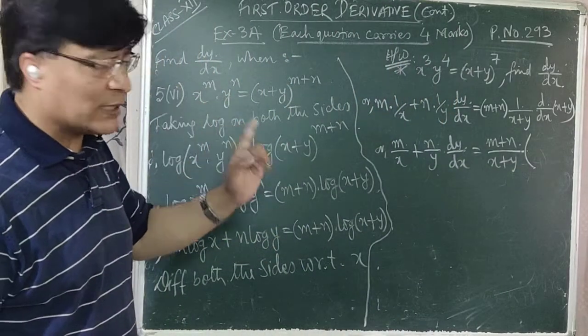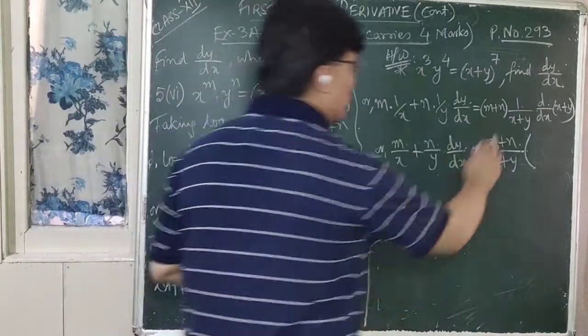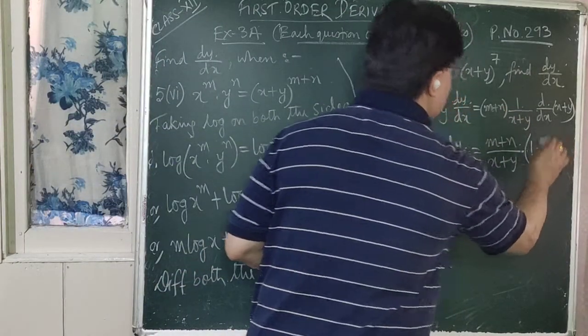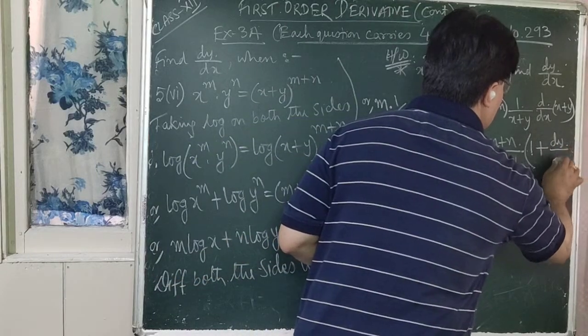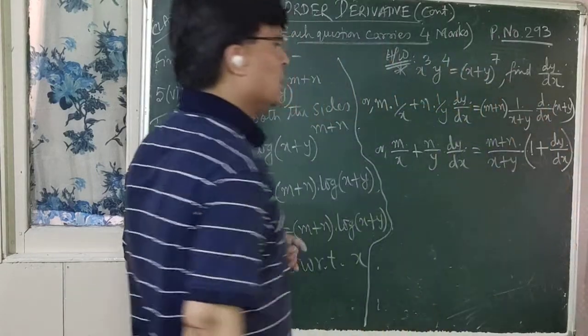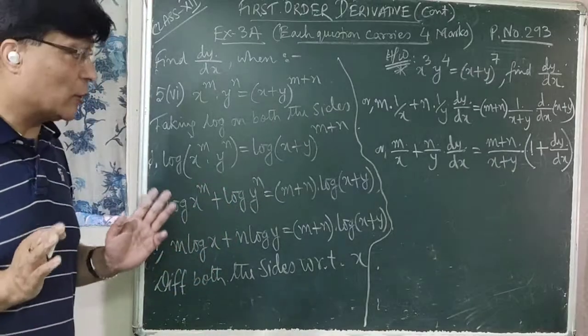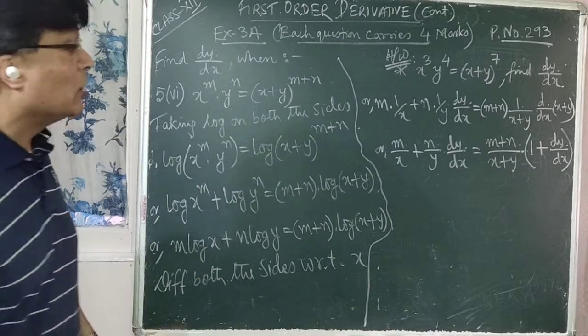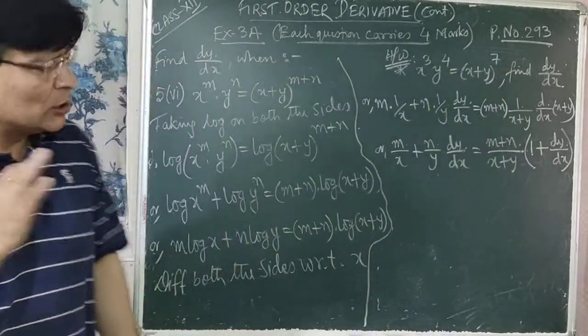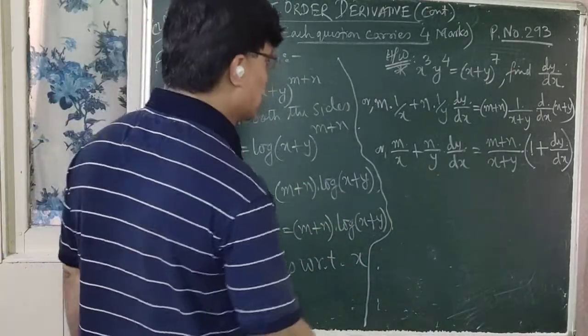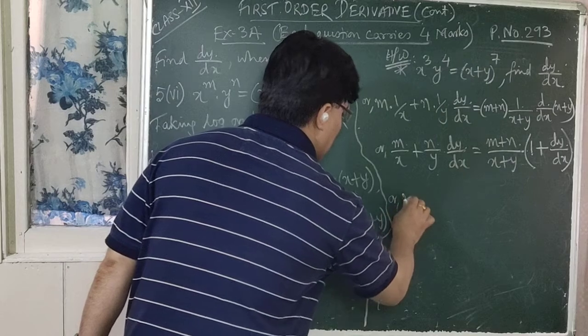Now we have to differentiate x plus y with respect to x. That is, what is dy by dx of x? 1 plus, again what is dy by dx of y? It is dy by dx. So understood this one? Okay, now let's simplify it. So you have to solve for dy by dx. It is just like solving for x, isn't it? So you have to solve for dy by dx in this case. So let us simplify it.